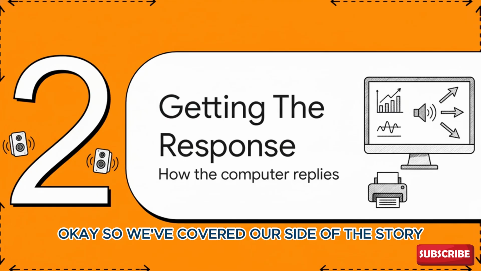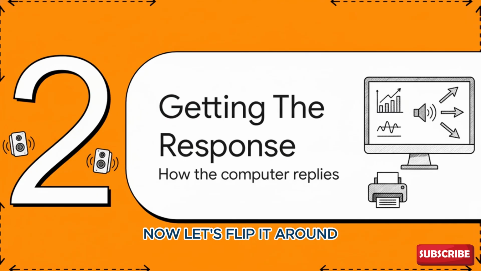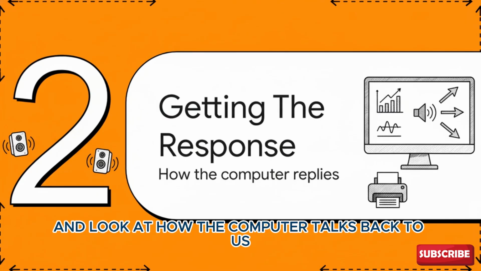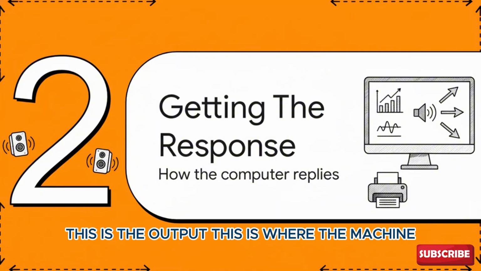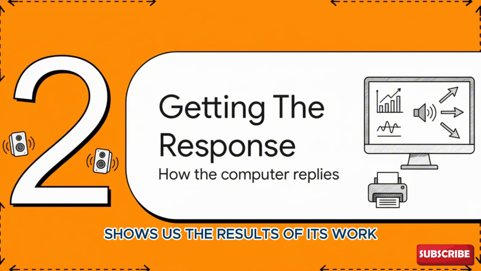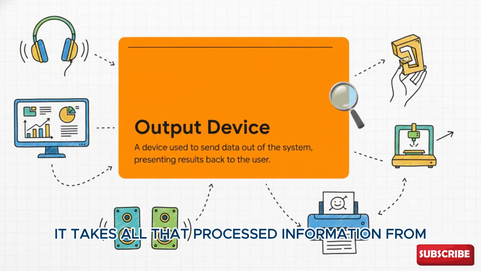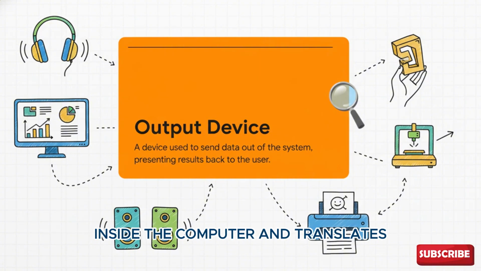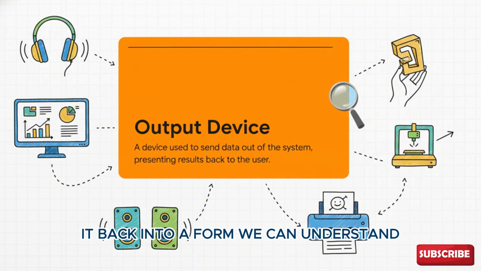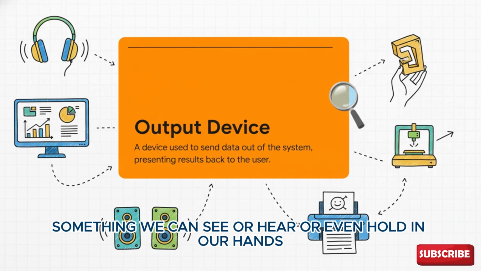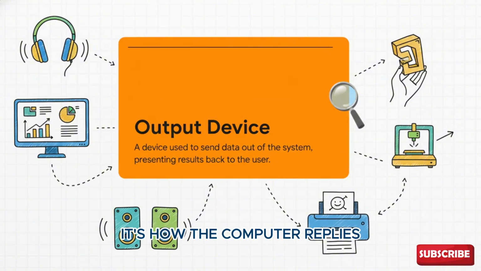Okay, so we've covered our side of the story. Now let's flip it around and look at how the computer talks back to us. This is the output. This is where the machine shows us the results of its work. An output device is basically the flip side of the coin. It takes all that processed information from inside the computer and translates it back into a form we can understand, something we can see or hear or even hold in our hands. It's how the computer replies.